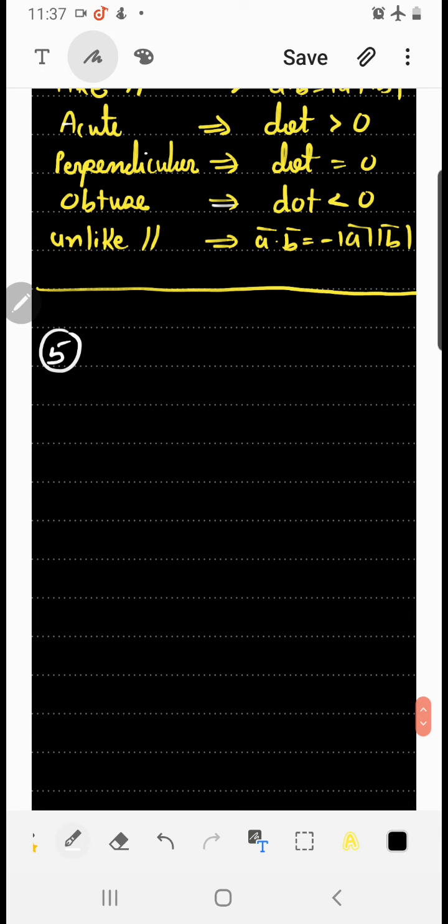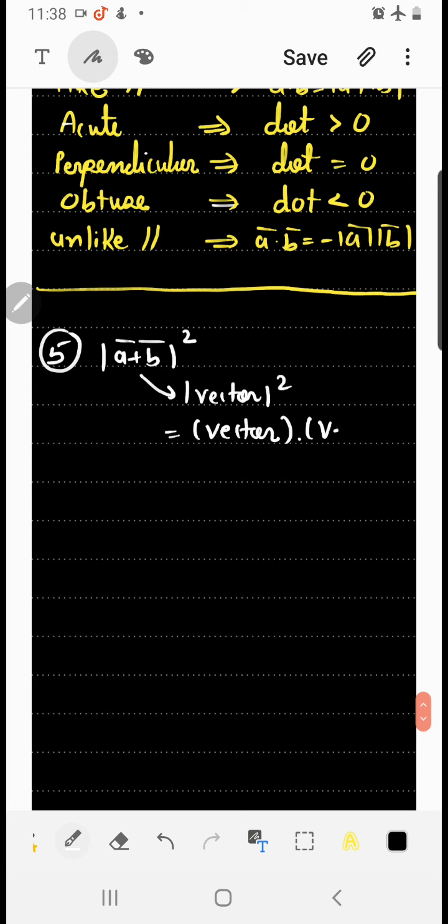Now here we are going to do some algebraic formulas based on dot product. Let's say if I say mod of a bar plus b bar whole square. Now we have already done this just now. Is it not that magnitude of vector square can be written as vector dot vector? So let's write that. Can we write here vector, if you see now I'm using normal brackets.